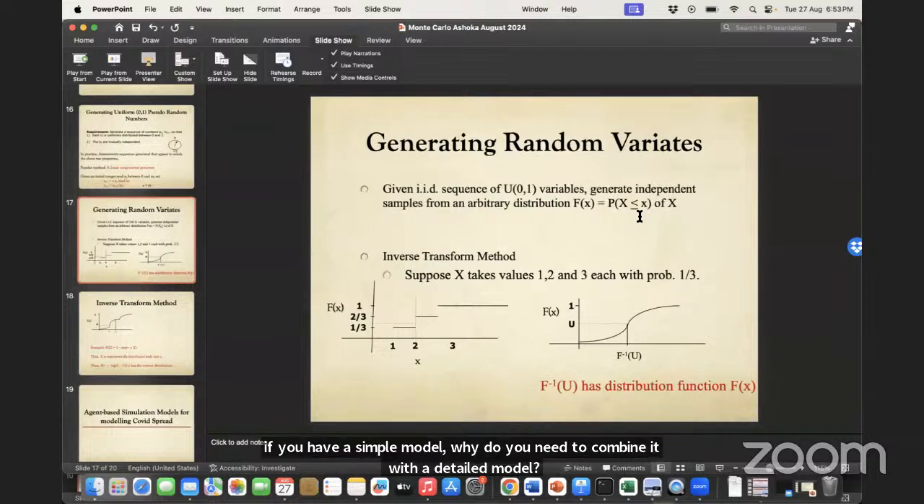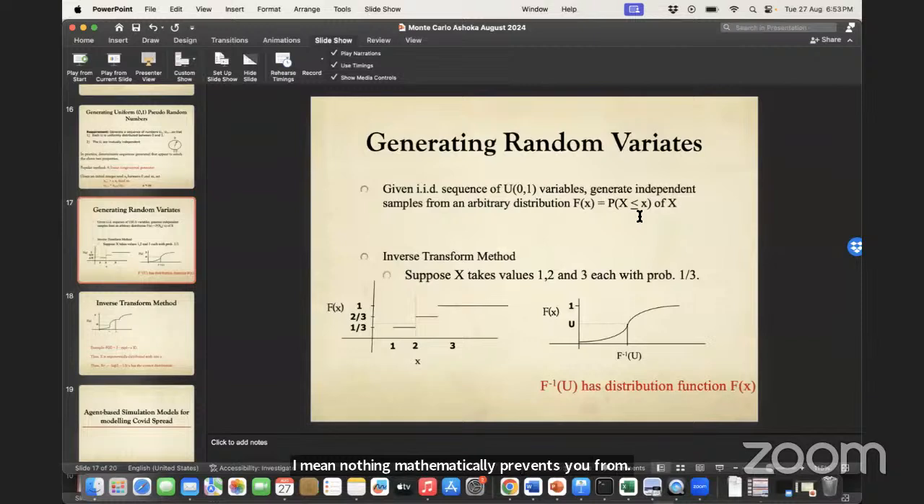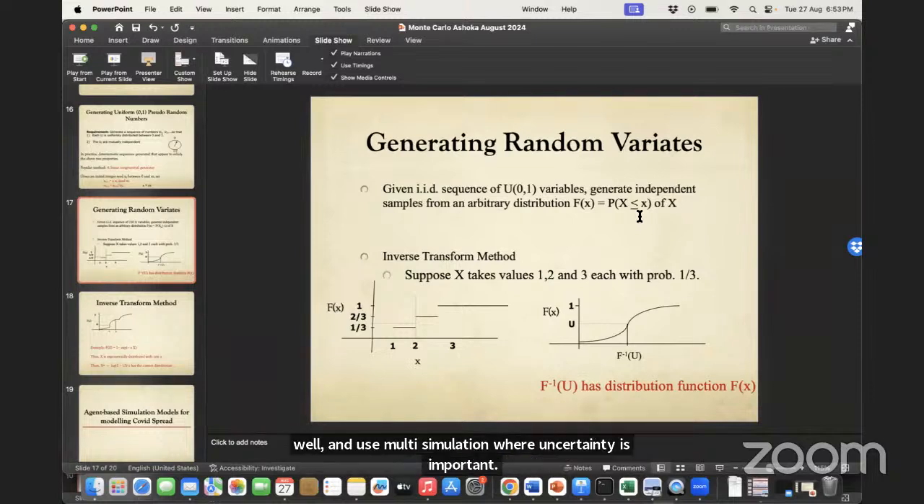I mean, nothing mathematically prevents you from combining partial differential equations wherever they are necessary, along with Monte Carlo simulation. Use partial differential equations where they are working well and use Monte Carlo simulation where uncertainty is important. So technically, nothing prevents you from combining these things. But SIR kind of models are too simplistic.